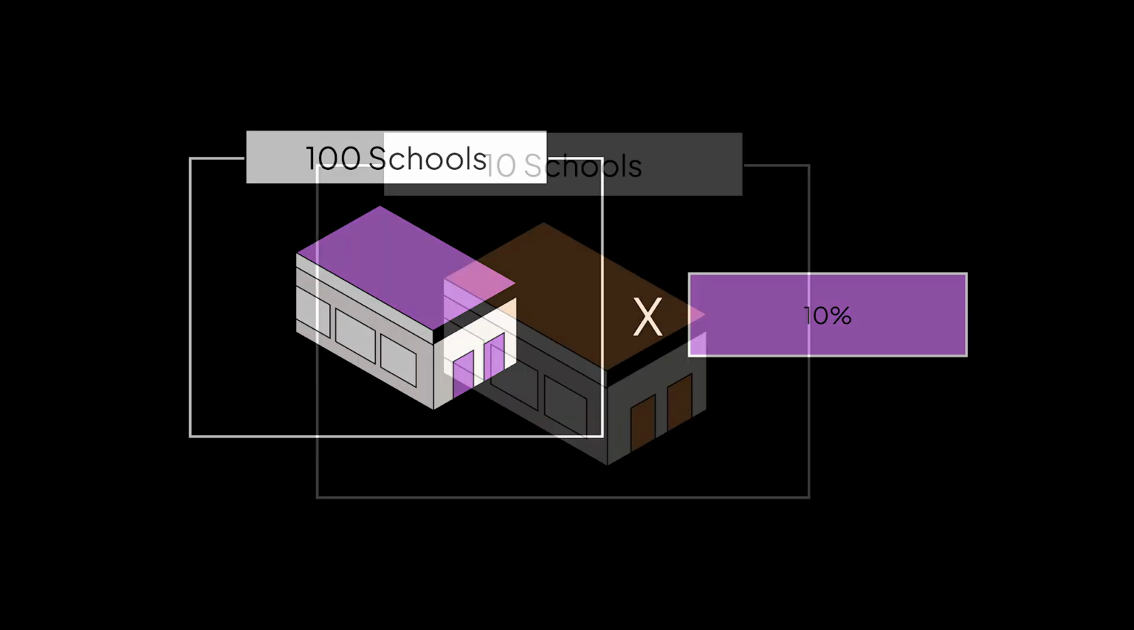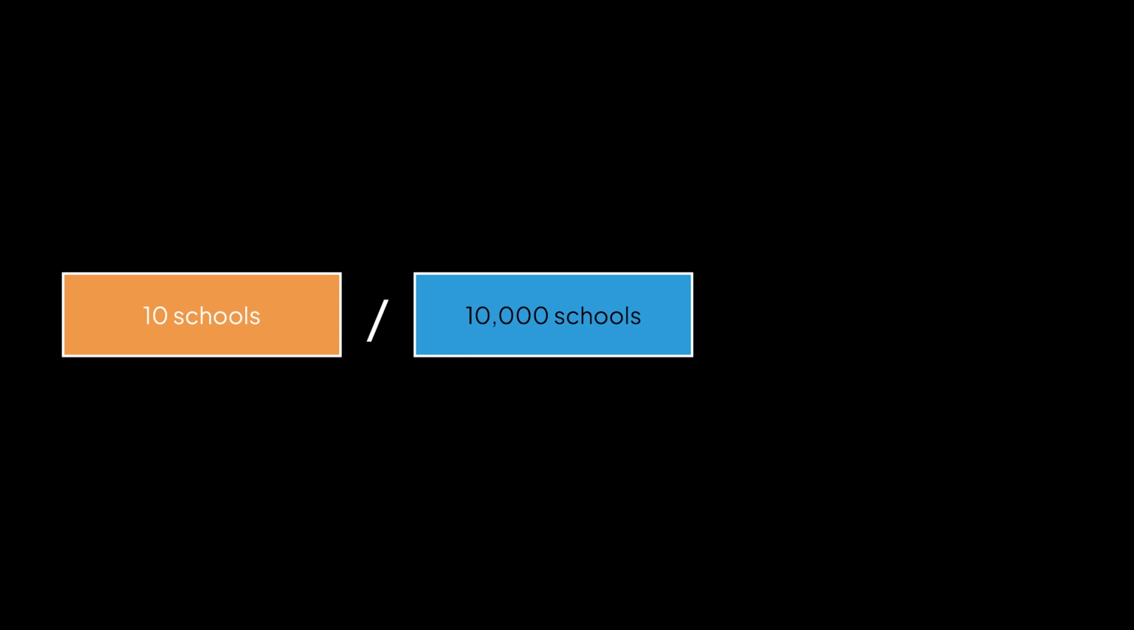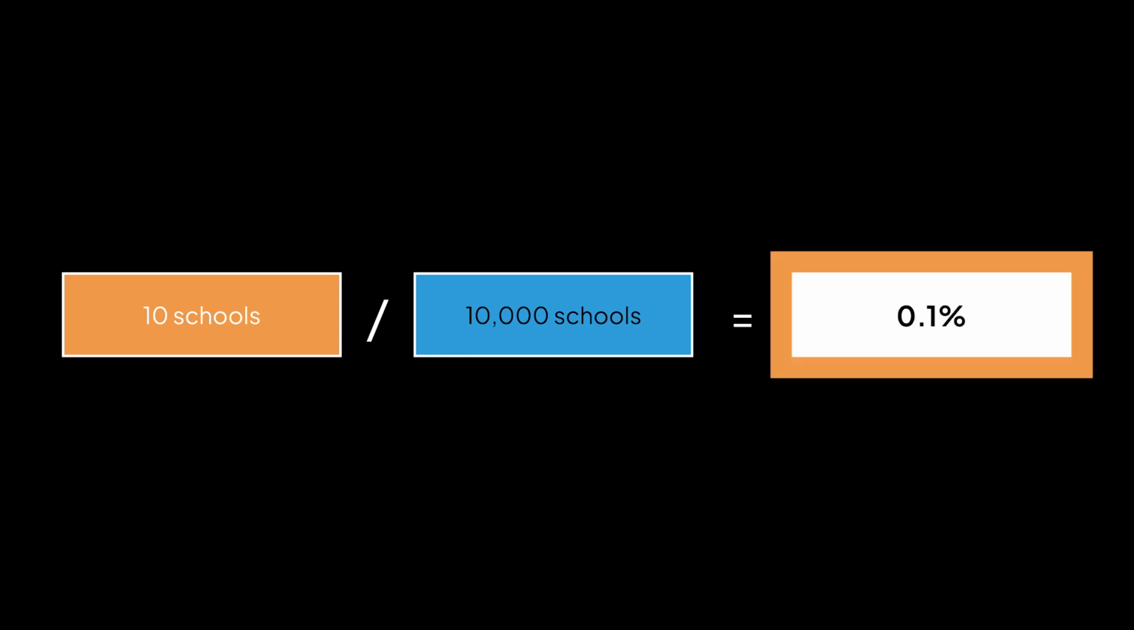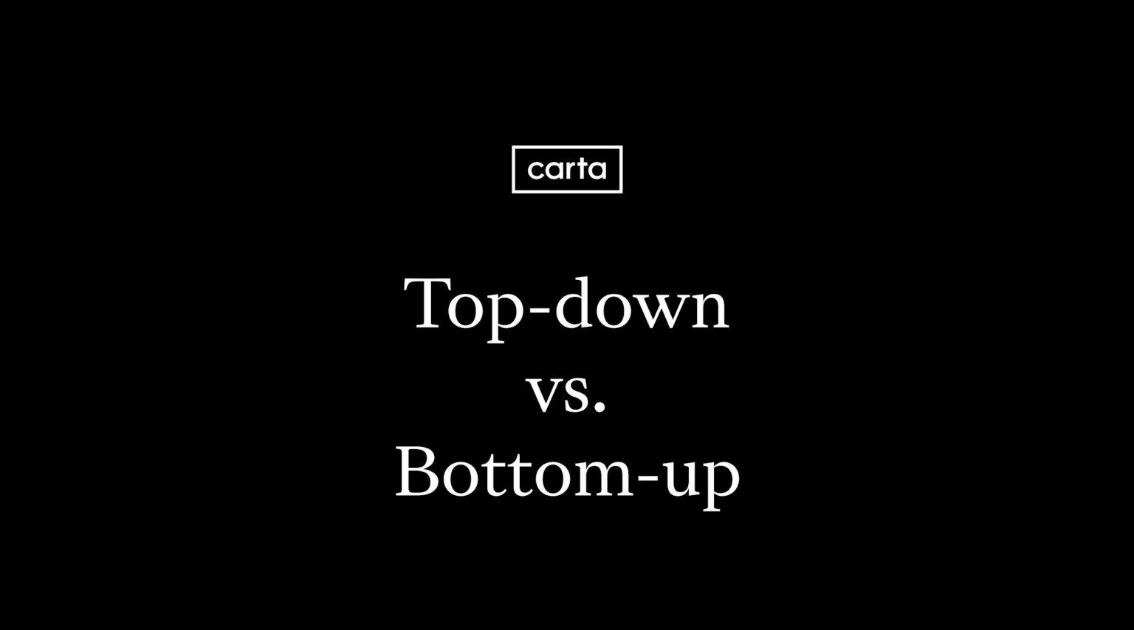This leaves you with 10 schools. So if we divide this number, 10, by the total TAM, which is 10,000, that leaves us with a SOM of 0.1%. Okay, so we know what TAM, SAM, and SOM are at a high level, but now the question becomes, what are the methods that we can use to figure these numbers out?